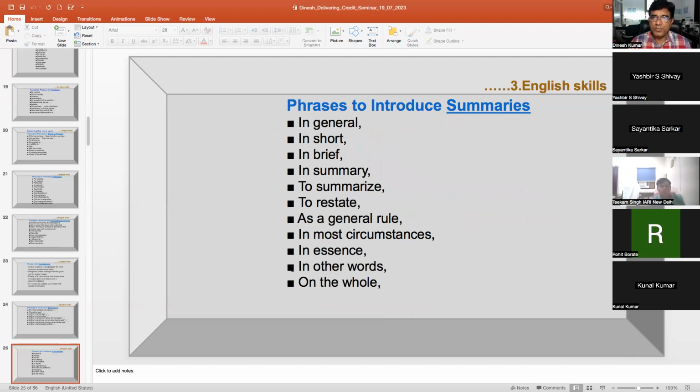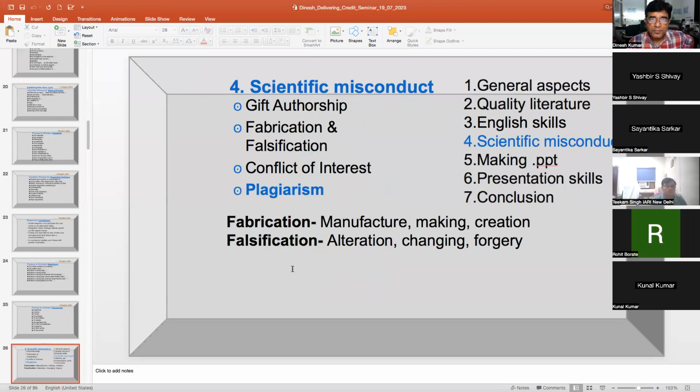Summaries. As a student, you know, summaries are different from conclusions. So in summary, you can write "in general," "in short," "in brief," "in summary," "to summarize," "to restate," "as a general rule," "in most circumstances," "on the whole." So these are the options, and many more options are available.